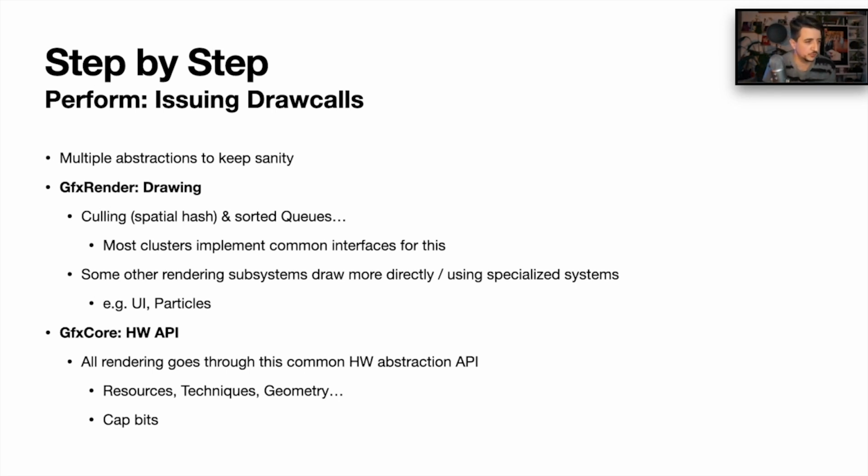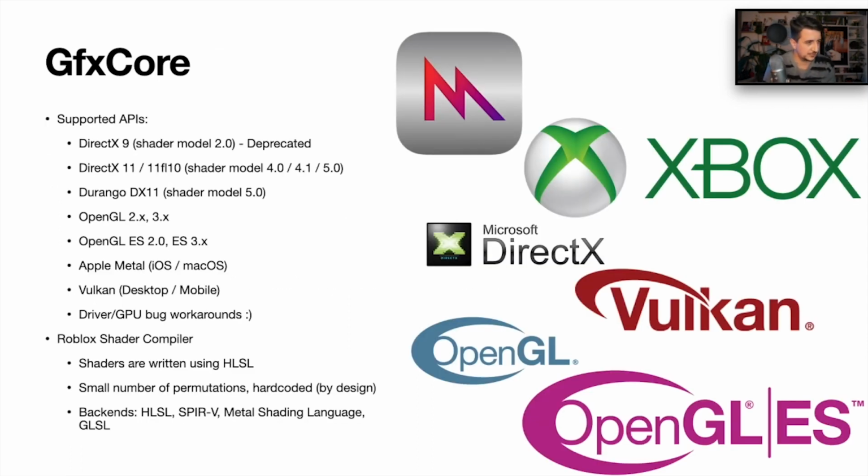So GfxCore today supports, well, a lot of APIs. We have not disabled, as of today, DirectX 9 yet. Even if it is deprecated, we will disable it in a few weeks. We support DirectX 11, 11 feature level 10, Durango version of 11, shader model 5, OpenGL from 2 to 3. I don't know if we're deprecating one of those, but all the GLESs, Metal, Vulkan, we actually have a huge penetration of the Vulkan backend. And it also implements all the driver and GPU bug workarounds that we have encountered so far.